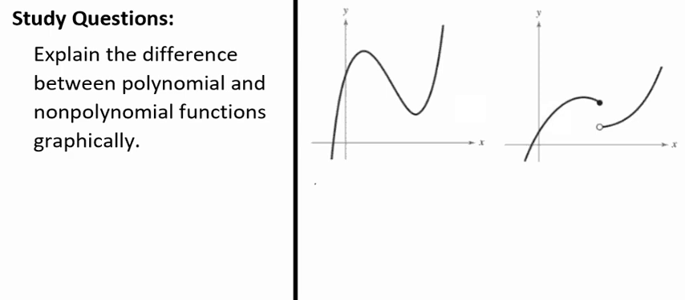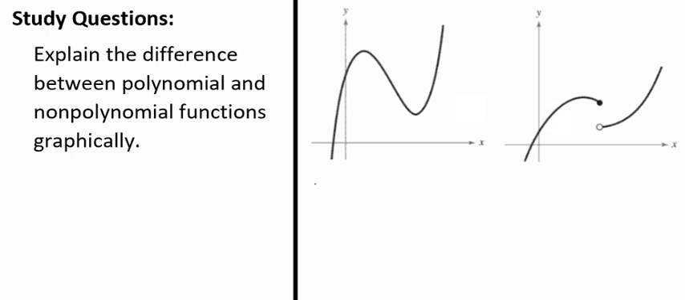In this video, we're going to be talking about the difference between polynomial and non-polynomial functions graphically. A polynomial function is going to be continuous, which means it's not going to have any gaps or holes in it, and it's going to be either a straight line or it's going to have nice gradual curves and turns in it. A non-polynomial function would be a function that's not continuous, so it means it has holes or breaks in it, and it has sharp turns in it.